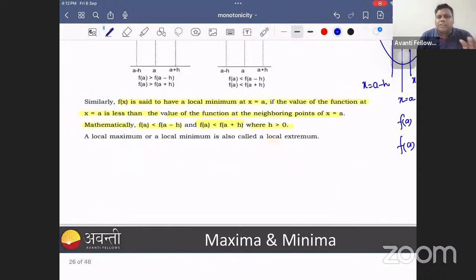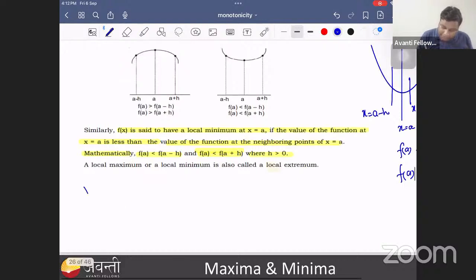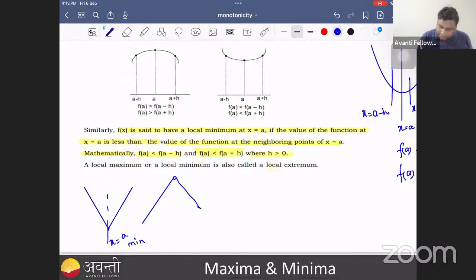There is no discussion about the continuity or differentiability of the function. If the graph of the function is like this, then this x equals a is what? Point of minima. If the graph of the function is like this, even then this x equals a is a point of minima.